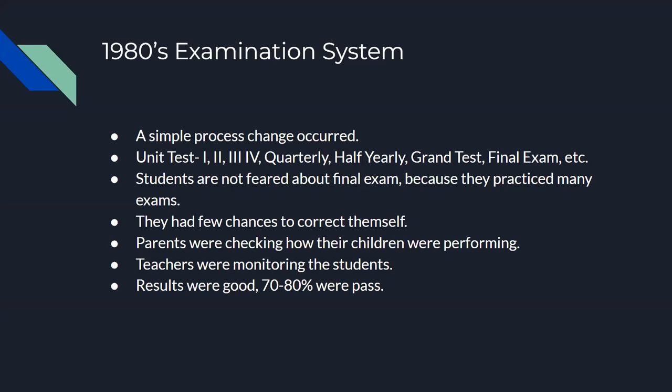And for unit test 1, they will announce the results. Few students may pass, few students may fail, and teachers and parents start monitoring the failed students. Their goal is to continuously improve their pass percentage. So they have multiple chances, at least 5-6 chances. Finally, they will write the final exam. The pass percentage increased from 30 to 42, and reached around 70 to 80. These best results were achieved just by introducing a simple change of more exams.